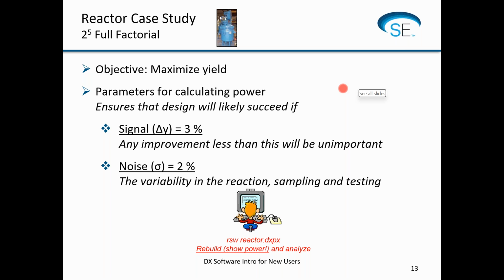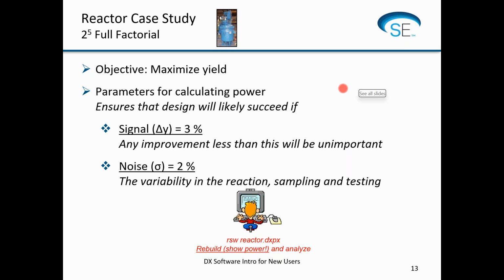So we ask ourselves 2 questions. We want to look at the signal, in other words, understand what we're trying to find, and how noisy is the system. And this is oftentimes the most difficult thing to estimate, but really all we're looking for is estimates on these 2 properties, and they will drive something called a power calculation. We want to make sure that the experiment contains enough runs that we have adequate power, adequate ability to find what we're looking for. So the signal is what we're looking for. Any improvement less than the amount that we say will be deemed unimportant.